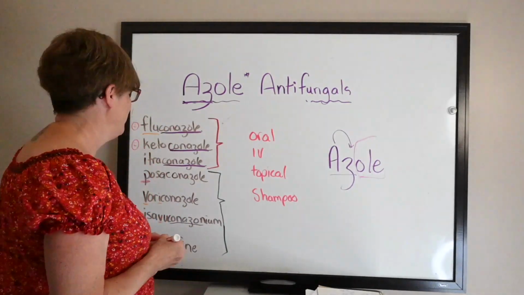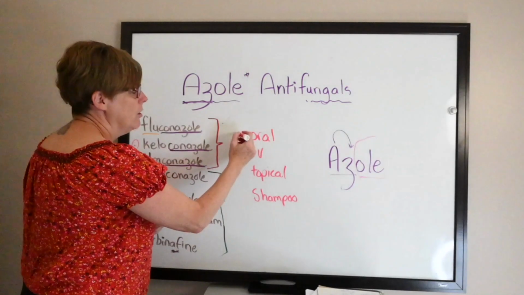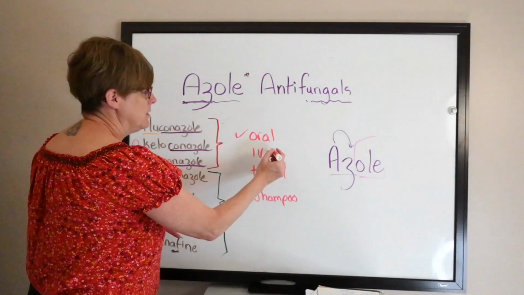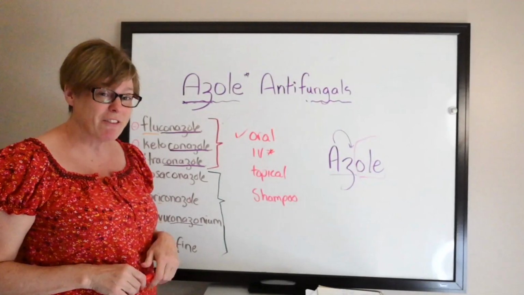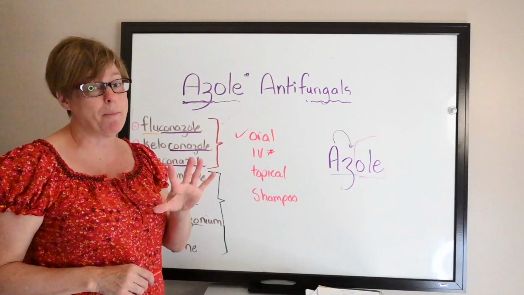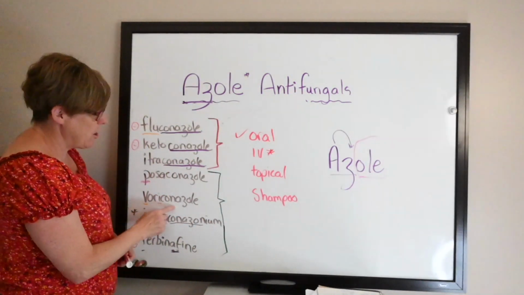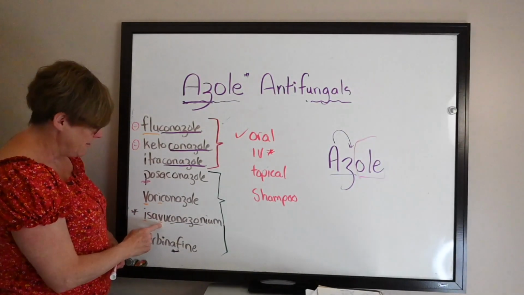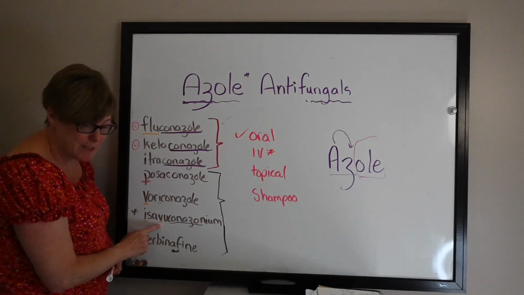Here are some of the clues. We know that they're all available in oral form, but for our IV medications, the clue is that some of the words have the letters I and V in them already. So voriconazole, it has IV in it. Isavuconazonium has IV in it.